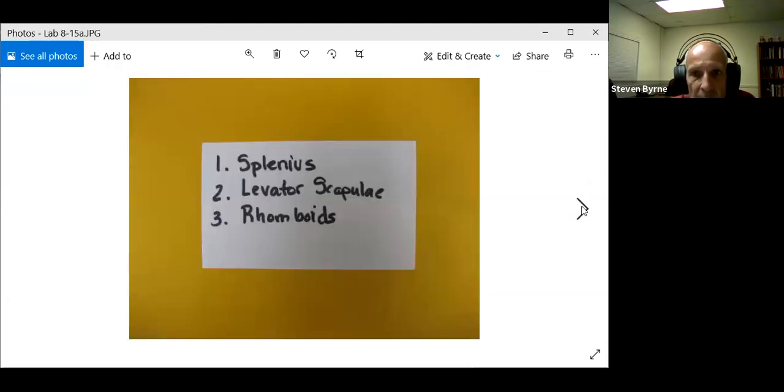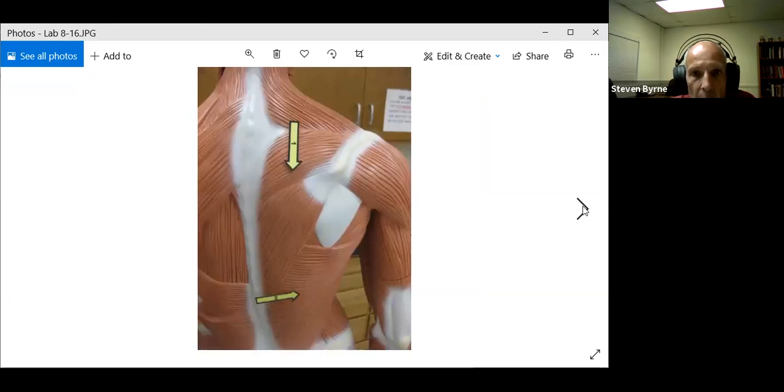Splenius, levator scapula, and rhomboid. So you got to make sure you know where they are and what they do. All right, this here is the traps. The traps have three parts: an upper, a middle, and a lower. That's why when I said the trapezius adducts, but it lowers the scapula, these fibers here will lower the scapula. These fibers here will abduct the scapula and bring the shoulder up.